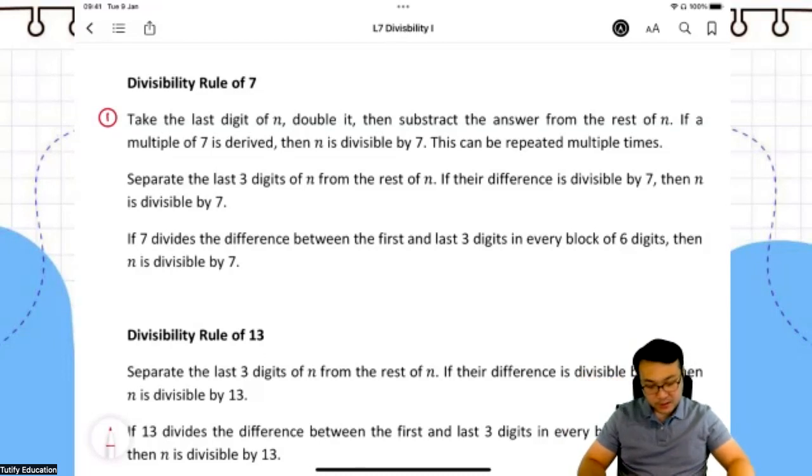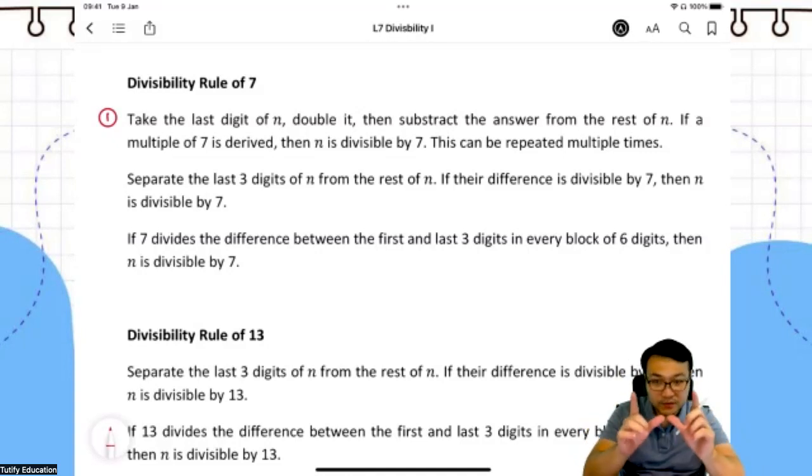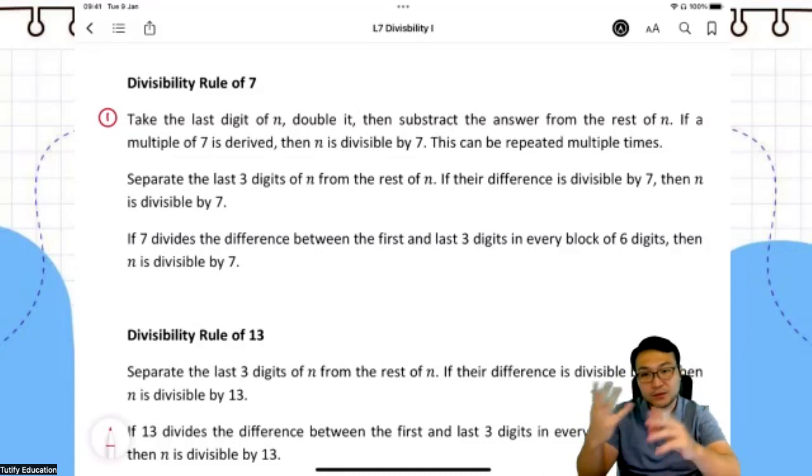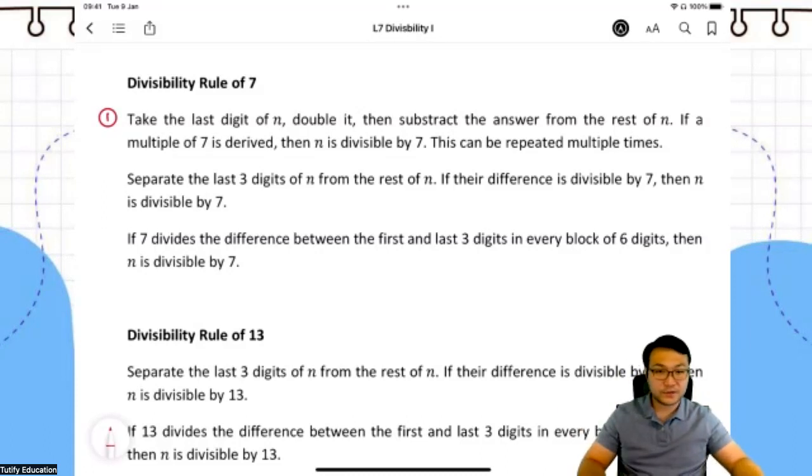Another way is to separate the last 3 digits from the rest of n. Let's just say n is a number that you're trying to test, whether the number n is divisible by 7 or not. Then you just take the last 3 digits of this number n, and you take the difference between these last 3 digits and the rest of n. Okay, we will do examples, no worries. So this is the second way.